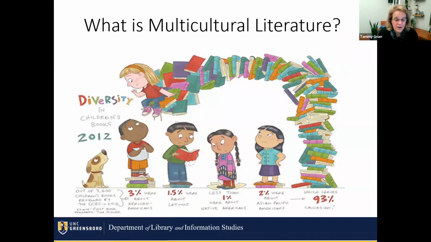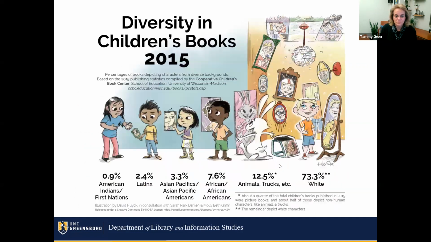3% were about African Americans. About 1.5% were about Latino. Less than 1% were about Native Americans. 2% were about Asian Pacific Americans. And 93% were really about Caucasians. That's definitely not diverse. It is getting better.